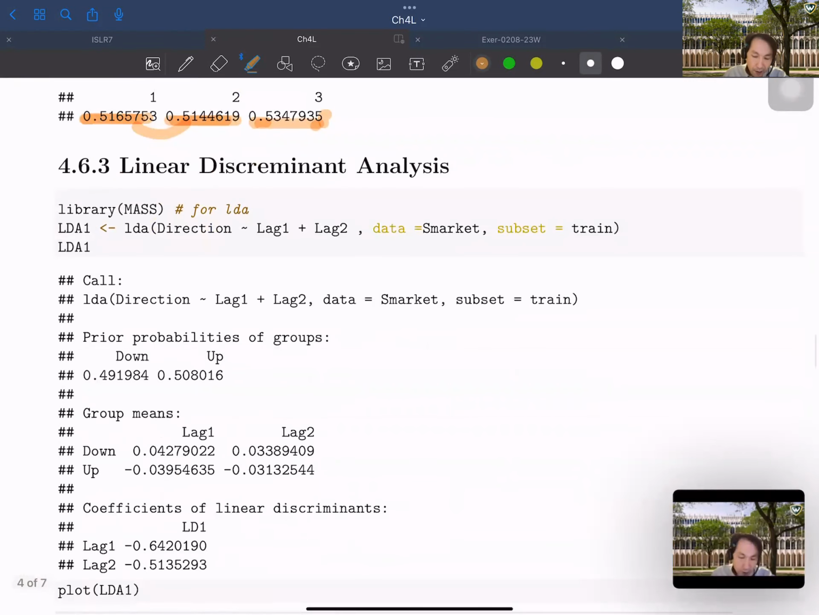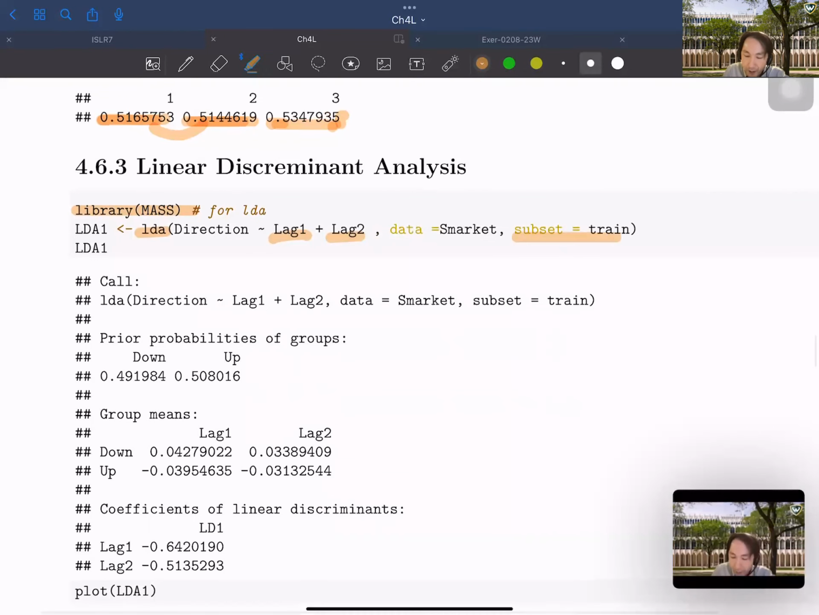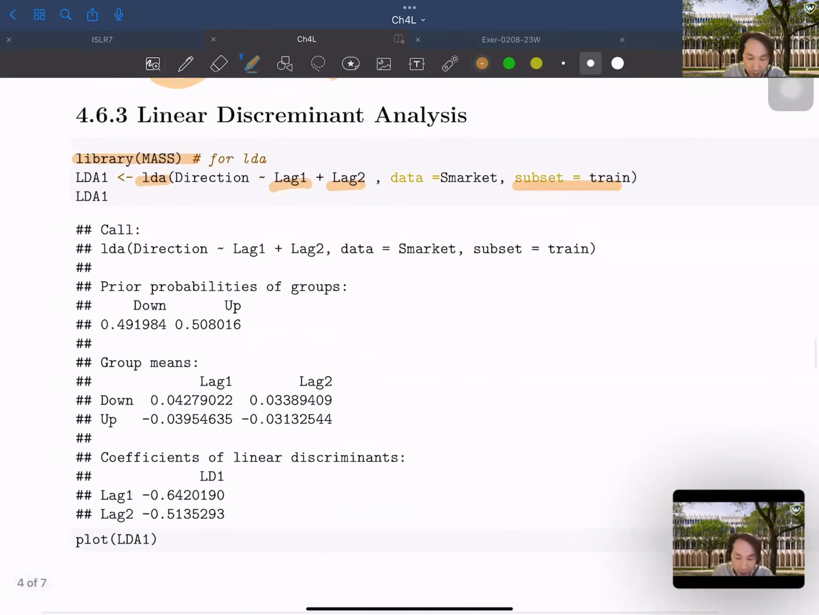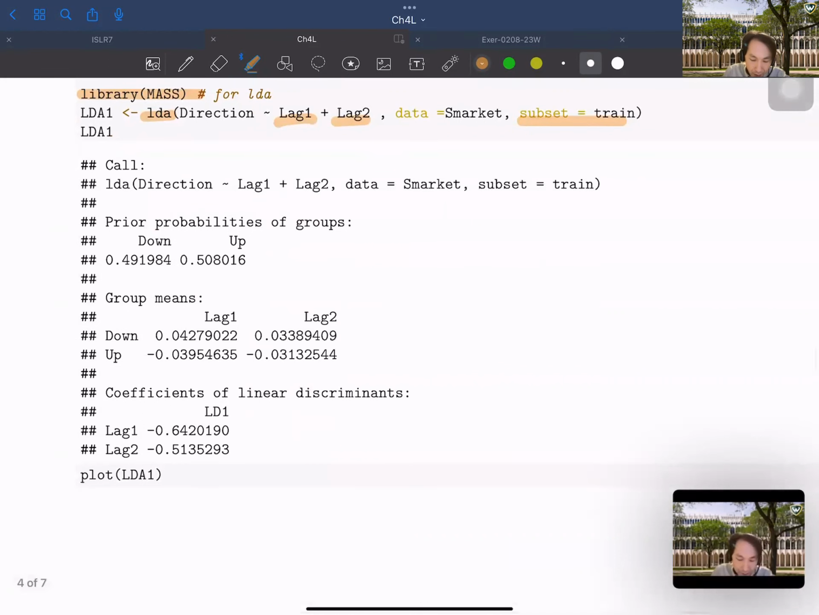And next one is LDA. We don't discuss the algorithm, and we just use the LDA function in the MASS library to fit. The format is similar. Here, we only use lag1 and lag2. I don't know the reason, but we use the training set to evaluate it. And you can get these numbers.